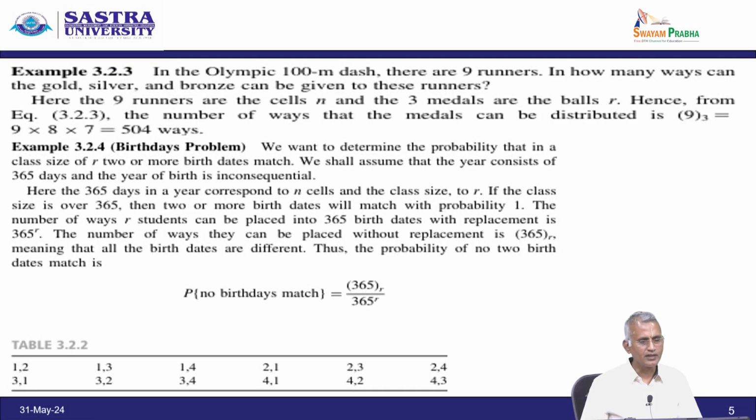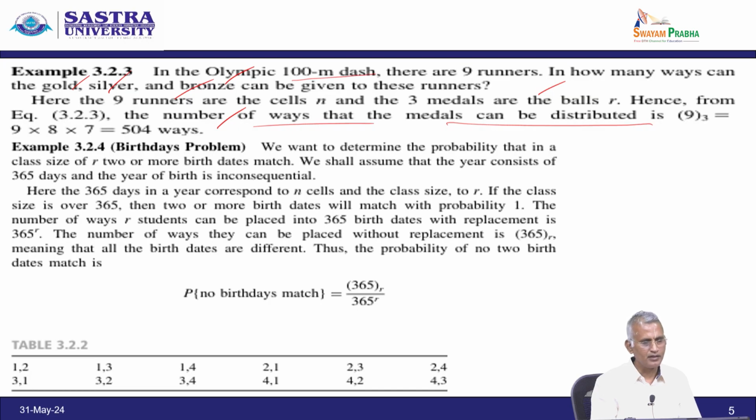Next, we have one example. In the Olympic 100 meter dash, there are 9 runners. In how many ways can the gold, silver and bronze be given to these runners? So, here 9 runners are the cells n and 3 medals are the balls r. Hence, from the previous equation 3.2.3, the number of ways that the medals can be distributed is 9C3, which is equal to 9 into 8 into 7 equal to 504 ways. So, this is the answer to the question.